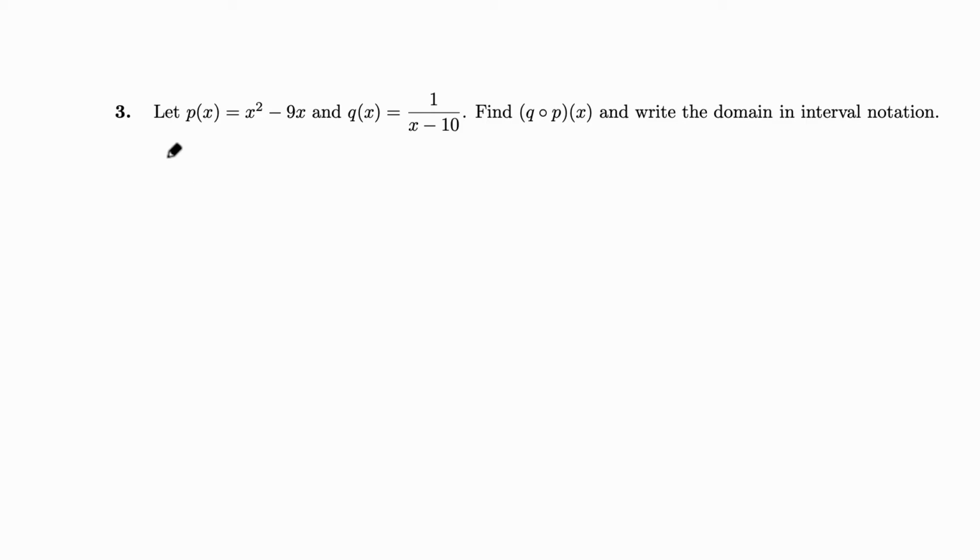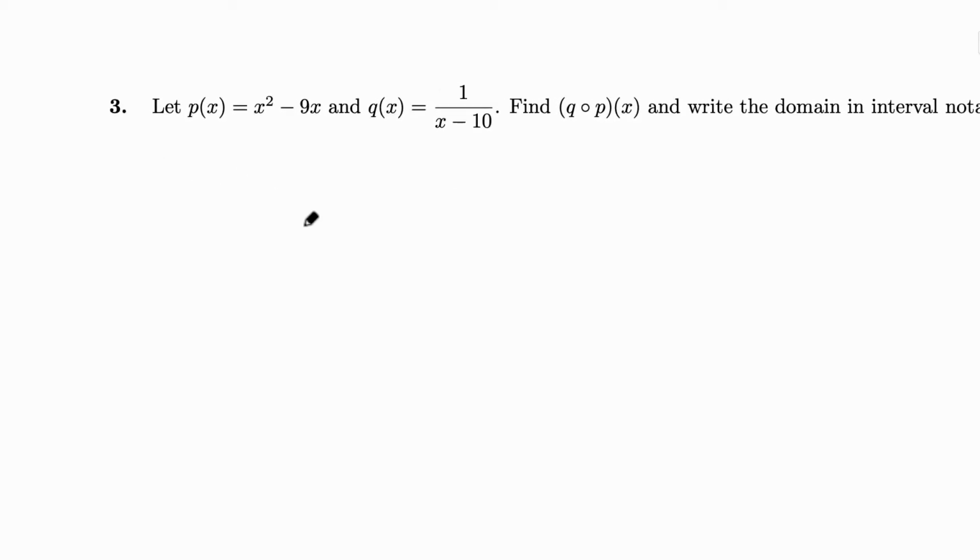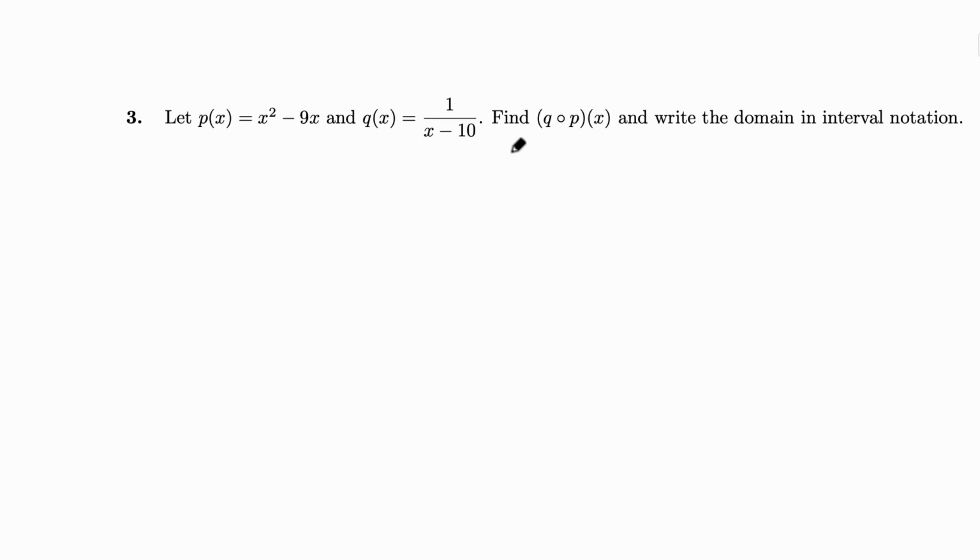Page 2, we got P function here and Q. The question wants us to find Q circle P, the composition of Q and P, and write the domain of this composition in interval notation. So Q of P(x) is simply plugging P into Q, or let me write here Q of P. P is given, x squared minus 9x.